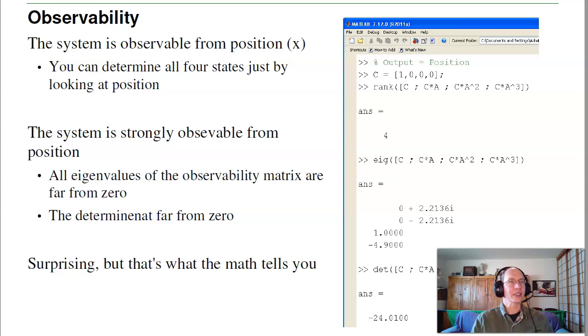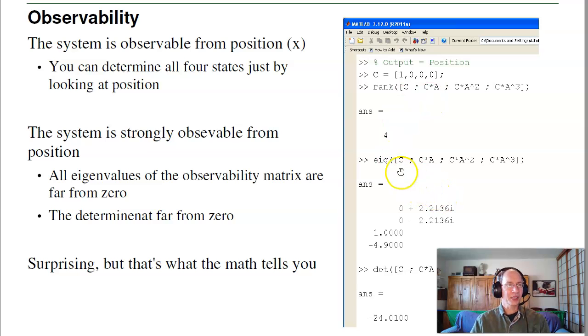Observability. If I just look at the cart position, can I tell you what the cart angle is? Intuitively, I would say no. But if I check the observability matrix, rank of 4, yeah, actually I can tell you the angle just by measuring position. Not really obvious that that works, but the math tells you you can do it. And later on when we build observers, yeah, it does work. You can estimate angle from position.